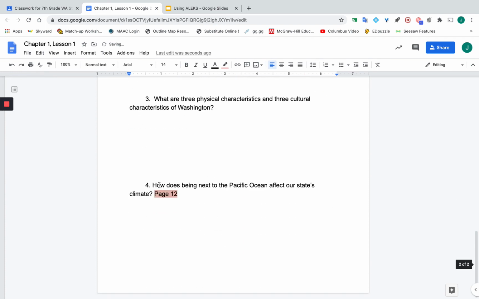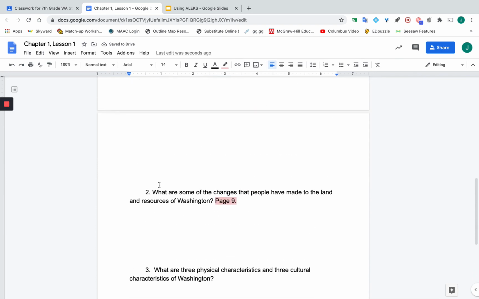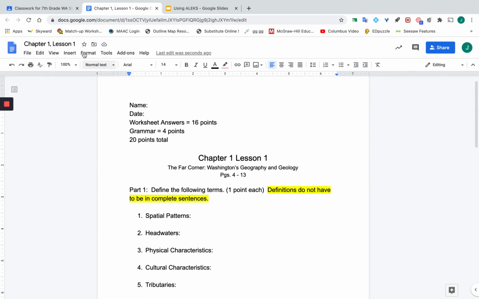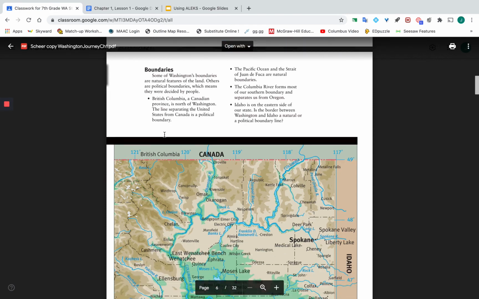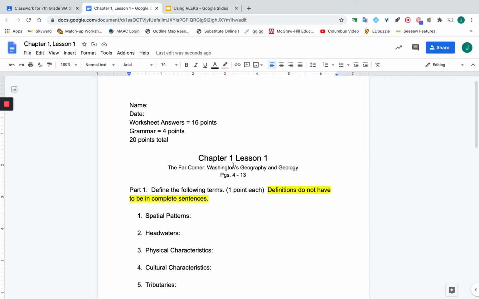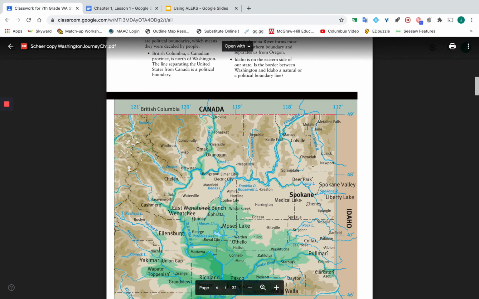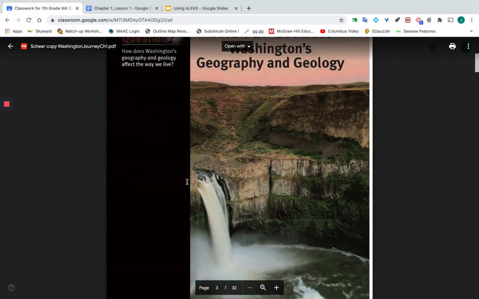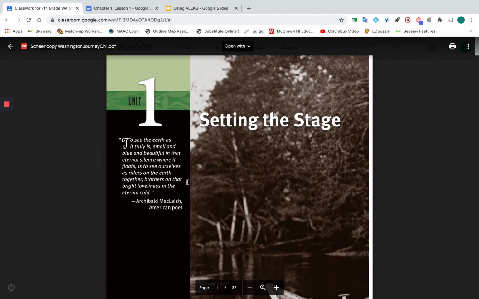That's it. There's 4 questions on here. Again, I put the page numbers. You have till Tuesday to finish this. This is Chapter 1, Lesson 1. The page numbers, if you don't remember, are also on the worksheet. I'm going to give you time today in our Google Meet to get this done. And again, it's due Tuesday.